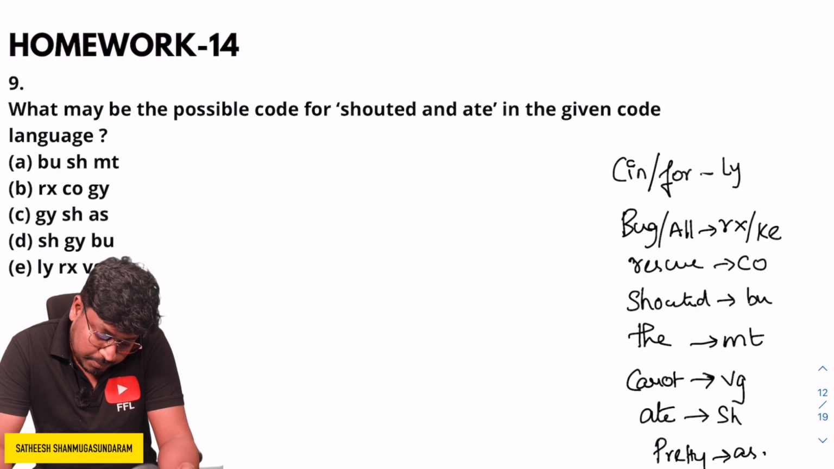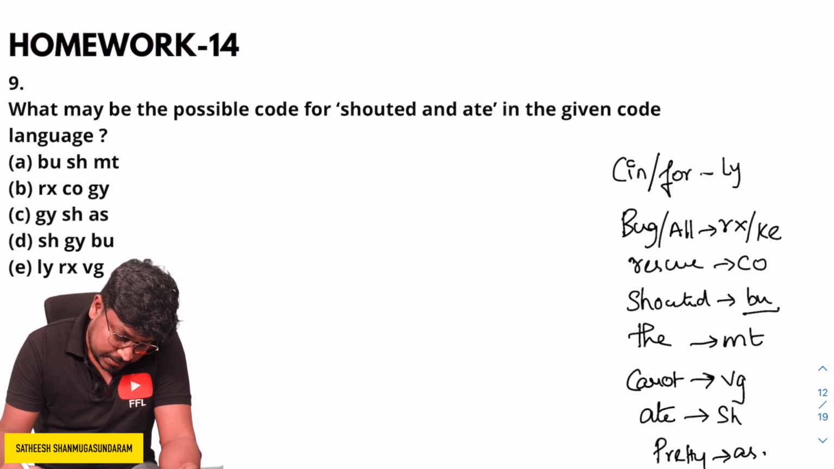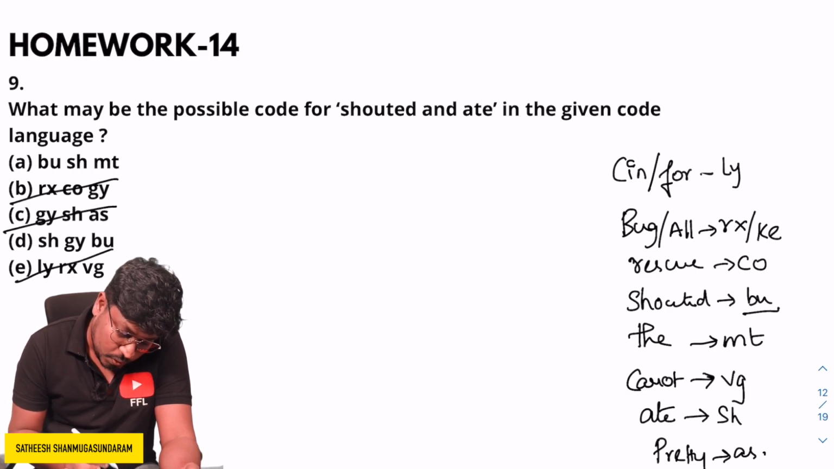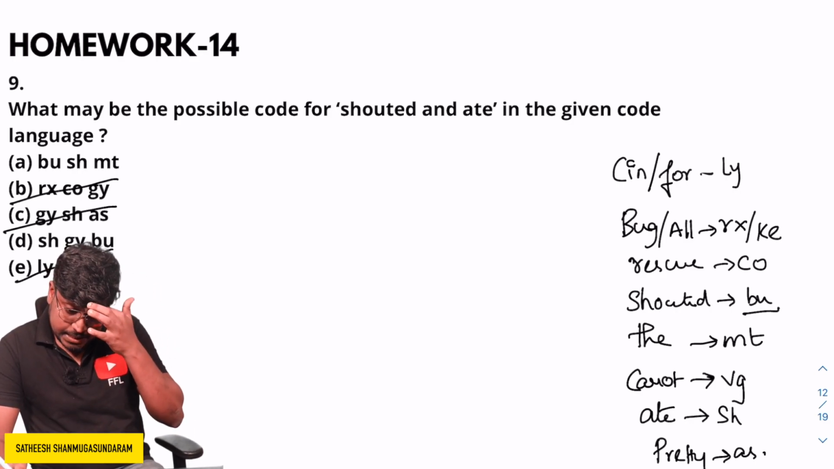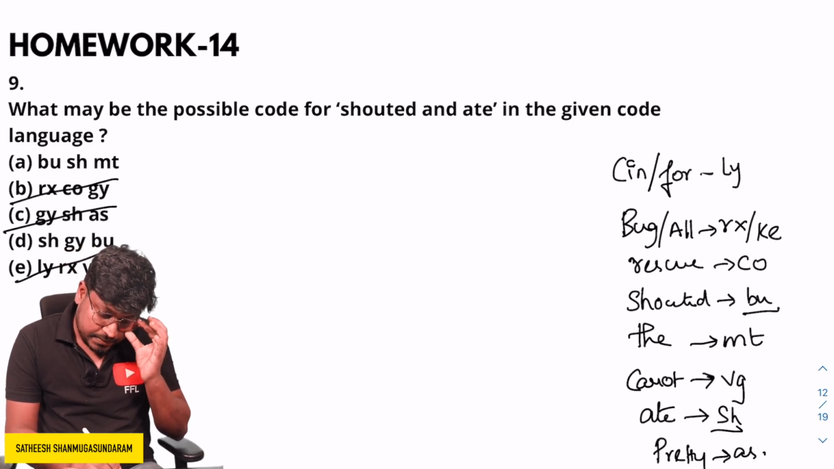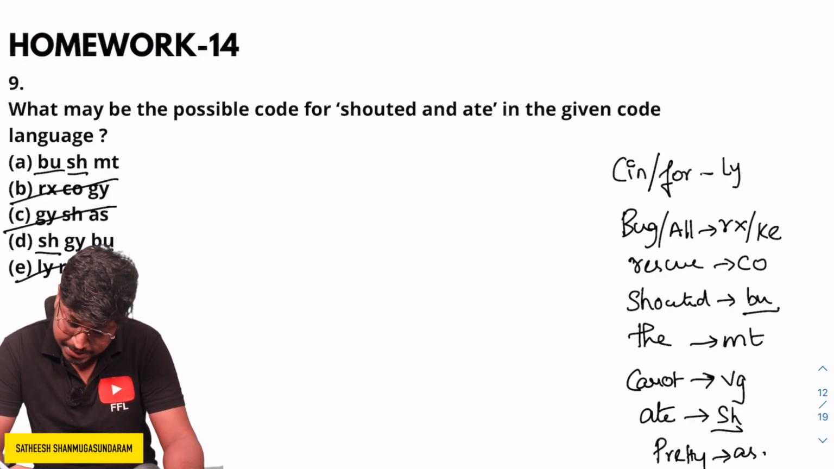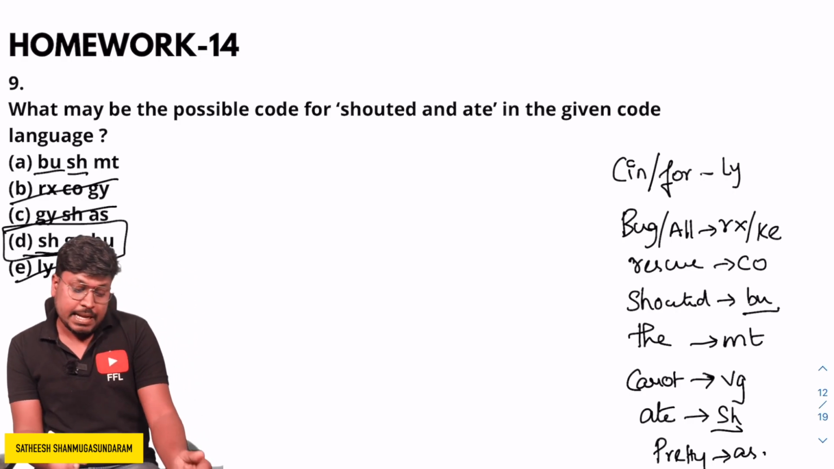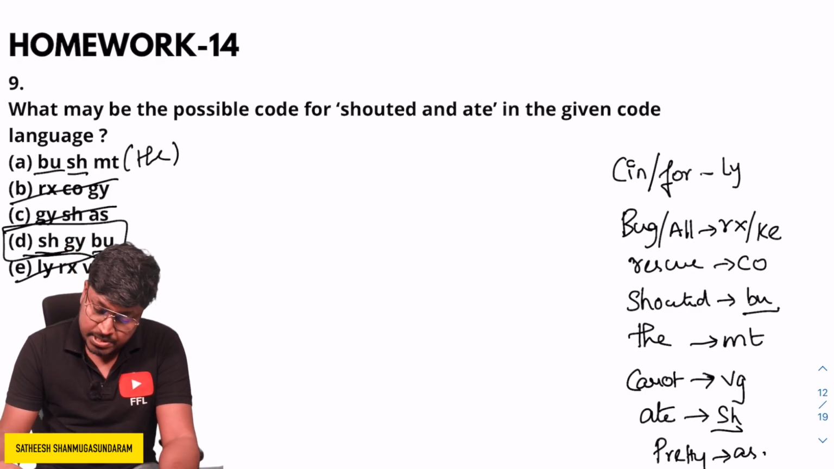So next, what is the possible code for shouted and 8? So shouted will be BU, okay. So just see where is BU here. So this will not be the answer because it does not contain BU, right? So only 2 options we have BU. And 8 will be SH. So SH we have here, SH we have here, BU here. So empty and GY. So empty will be 3, right? So GY is not in the given clue, so we can say that option number D will be the answer, because empty is called as D, right? So you cannot fix option number A. So we can go with option number 4.